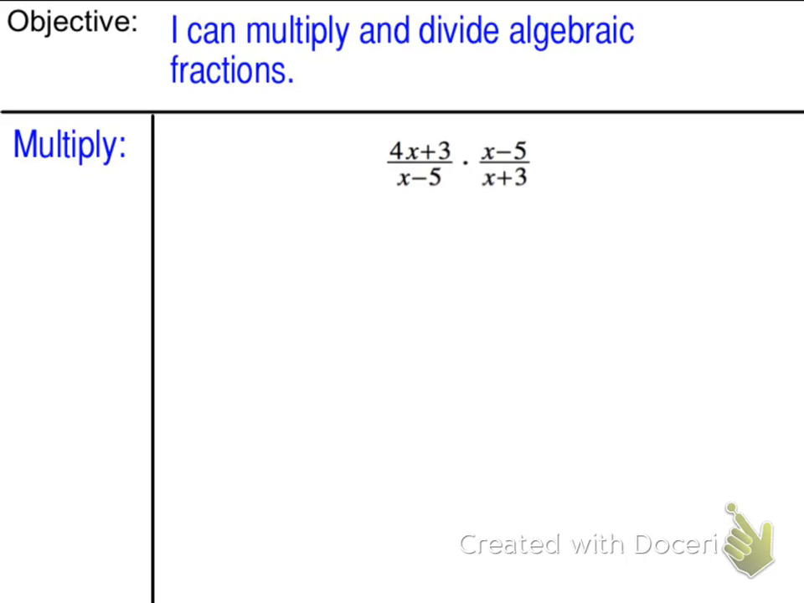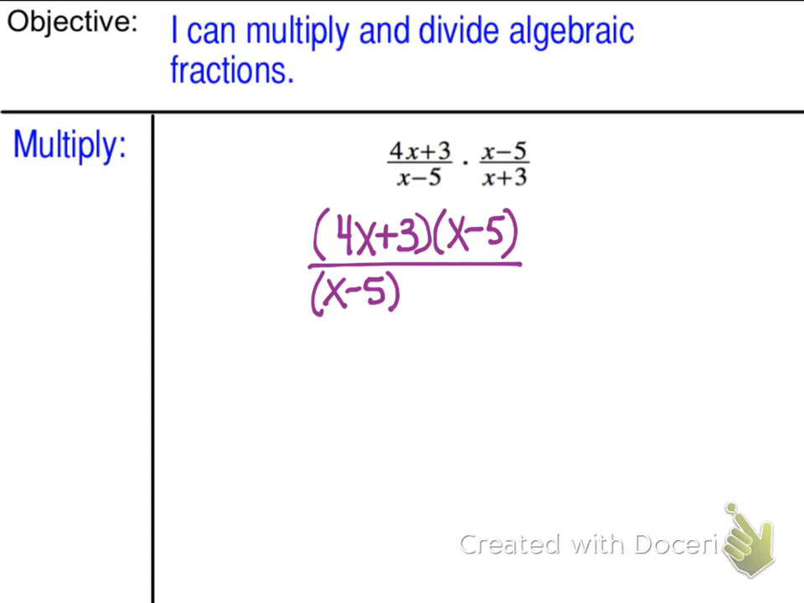Now remember, the multiplying rule is pretty simple with fractions: multiply straight across the top and straight across the bottom. I'm actually just going to write this as a multiplication question. I'm not going to do the actual multiplying. So I'm going to write it as 4x plus 3 times x minus 5, and on the bottom, x minus 5 times x plus 3. Now that I've basically turned this into one big fraction, we can use the simplifying rules we learned in Target 1 to simplify.